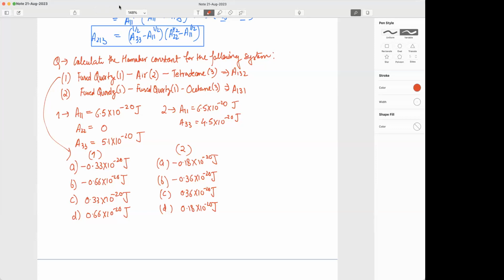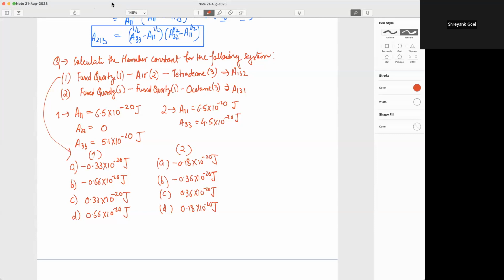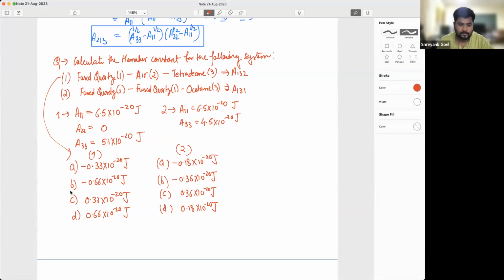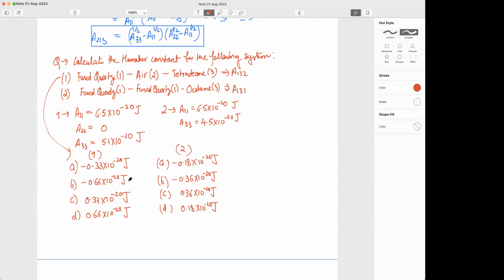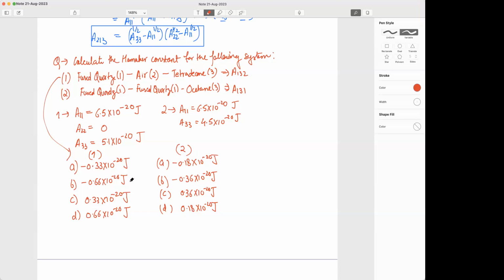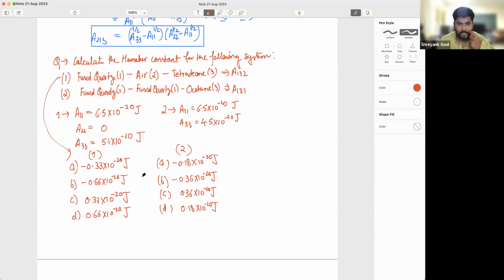So any answers? Option D for the first one. Yes, sir, the first one. C or D? My calculation... one second and check. Any other?